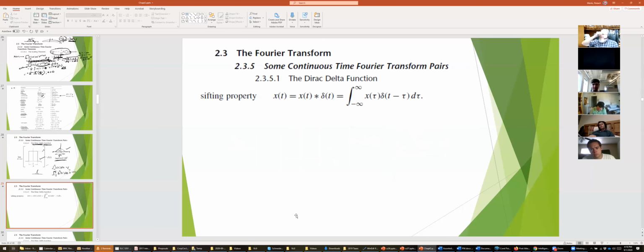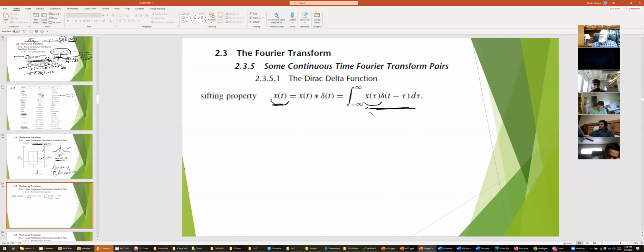A very important property of the Dirac delta is its sifting property. And in fact, this is the way that the mathematicians, as I understand, define it. They say the delta function, or the delta distribution, is this function delta of t minus tau, that when you substitute it in this integral, that you get x of t out. So you can see why it's called a sifting property, because it takes an x of tau and it sifts out the x of t at the point.